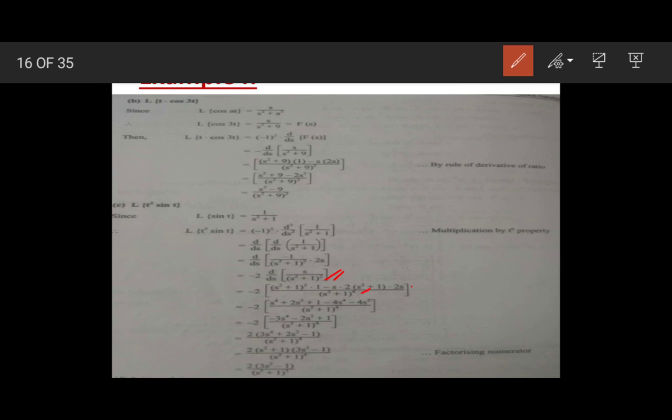So finally by multiplying this, we get s raised to 4 plus 2s square plus 1 minus 4s raised to 4 minus 4s square upon s square plus 1 raised to 4. Okay, so by simplifying this, we get answer as 2 into 3s square minus 1 upon s square plus 1 raised to 3. Okay, so these two are the example of multiplication by t raised to n property of Laplace transform.